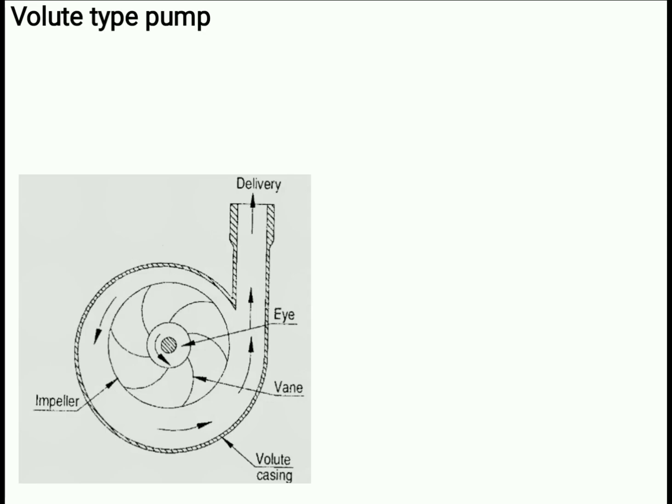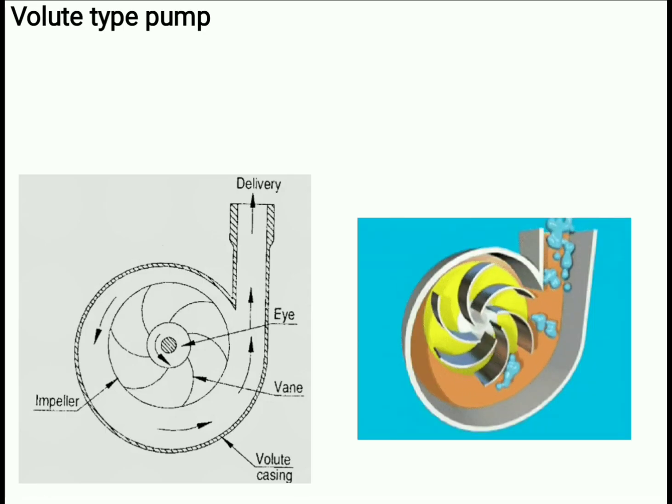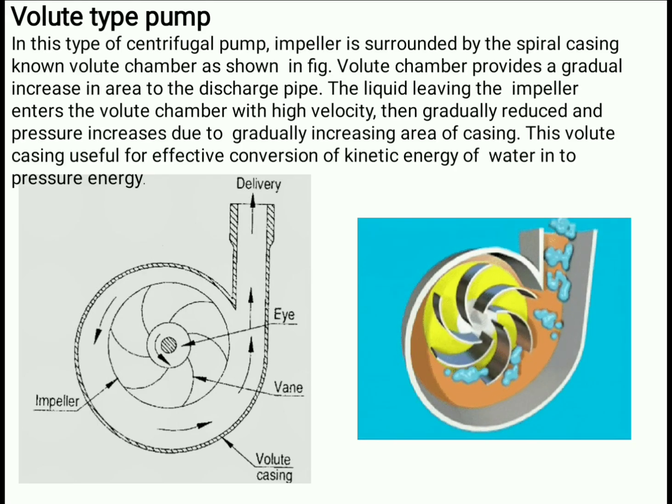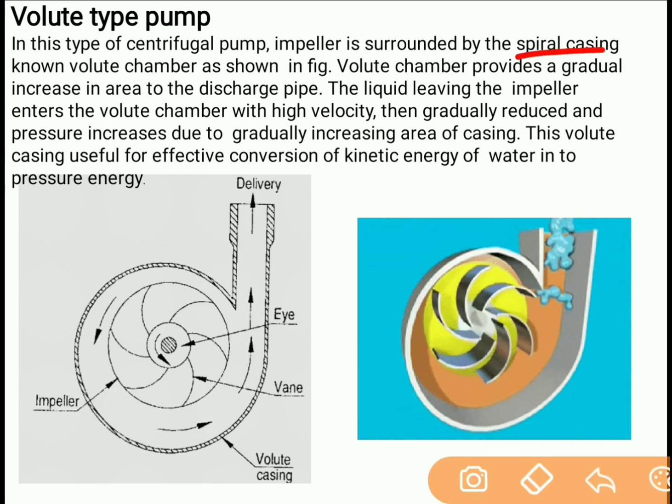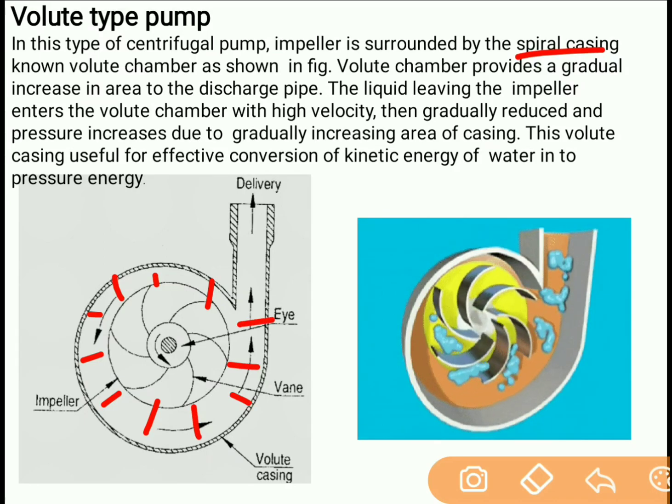Volute pump. A volute pump is one kind of centrifugal pump. In this kind of centrifugal pump, the impeller is surrounded by a spiral casing. Spiral casing means what? Here the area is less, so as you see, the area between the impeller and the casing is gradually increasing. Such a kind of casing is considered a spiral casing.